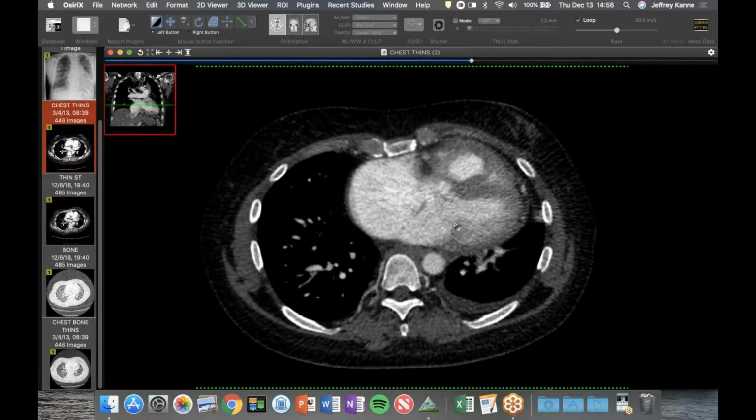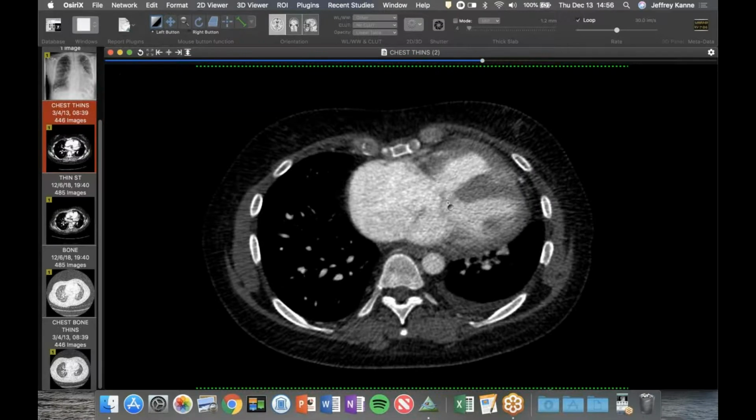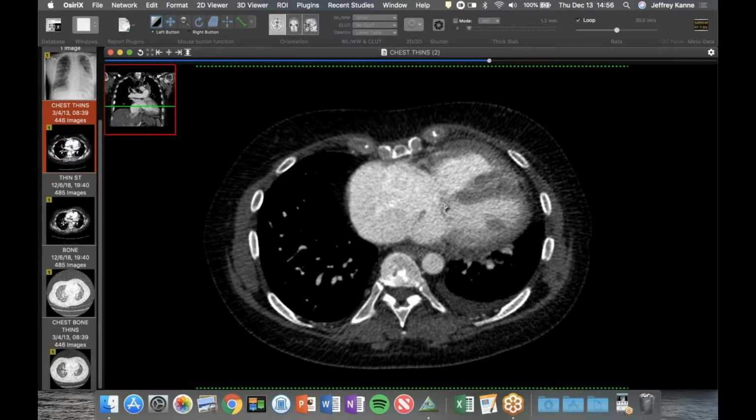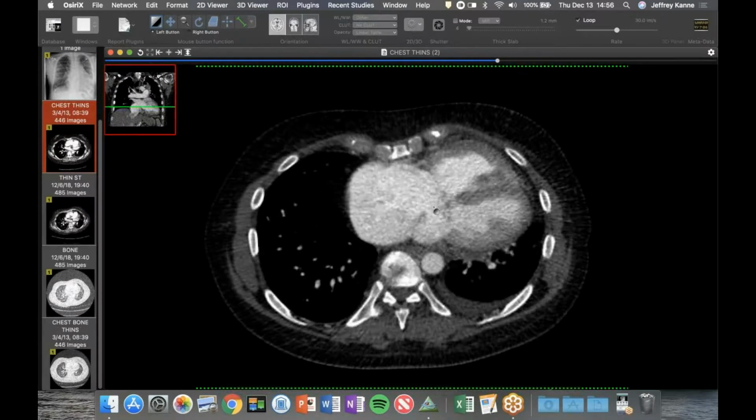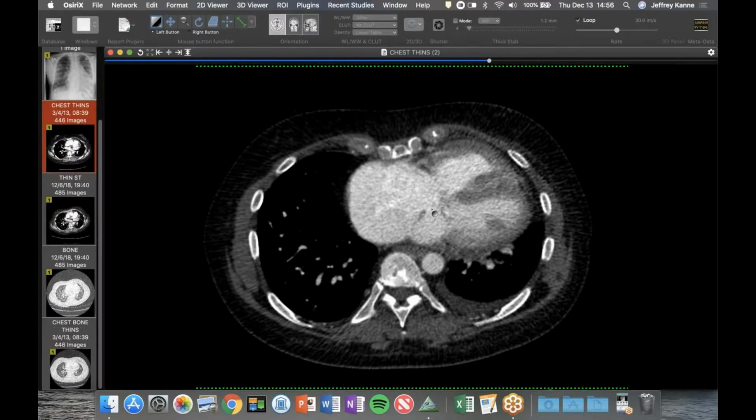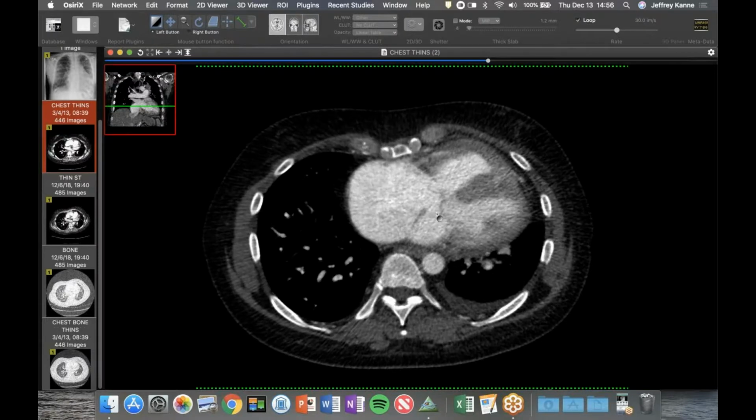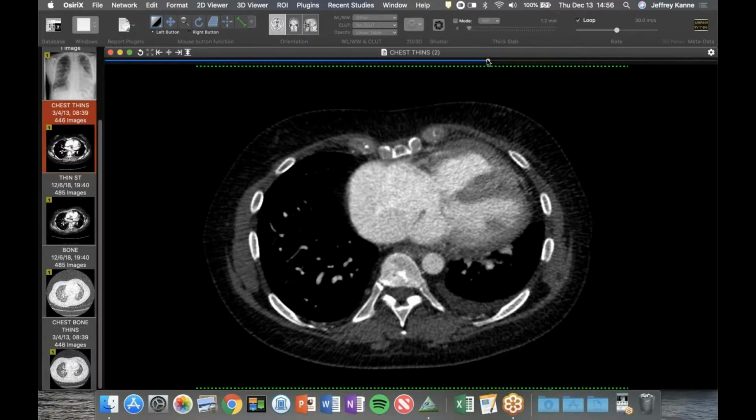But what else is cool, and I may have to switch between CTs to show everything, is she's got this VSD, so a perimembranous VSD here, really thick RV. But there's also communication right down here. So it looks like an ostium primum ASD, so it's part of the endocardial cushion defect that's associated with trisomy 21.